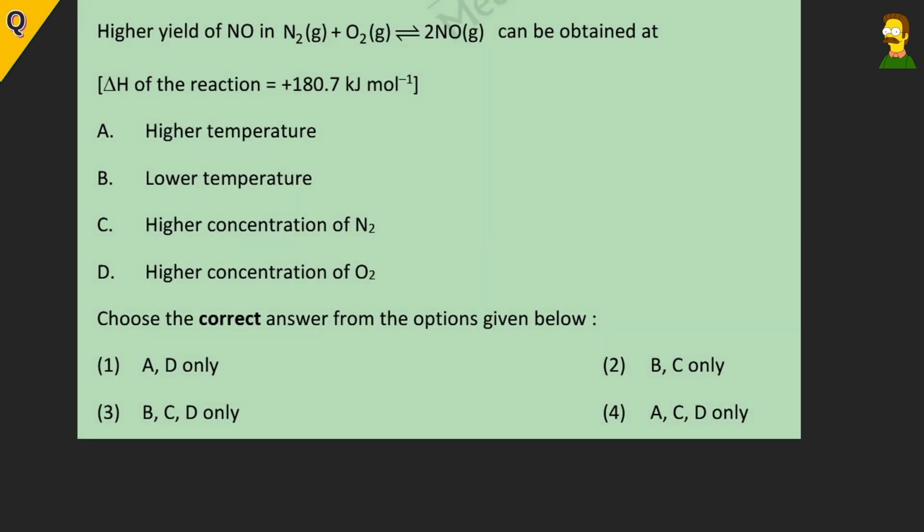High yield can be obtained at high temperature. सही बोला because ये endothermic है. Low temperature नहीं. Higher concentration, yes. Oh, okay. That's a freebie. ACD only. Moving on.